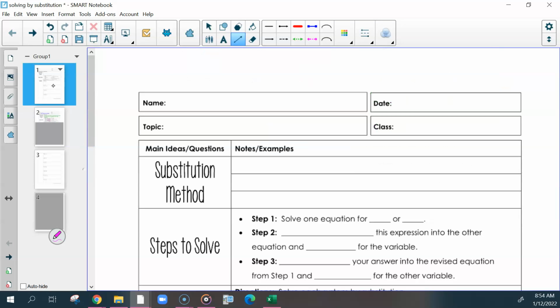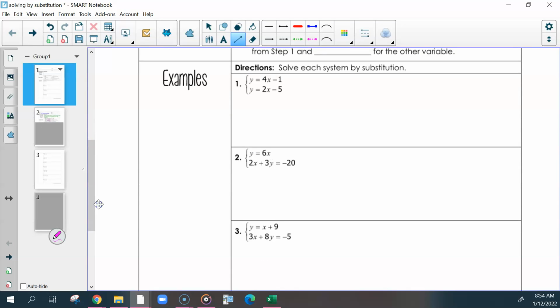Alright, so let's go through some of these problems. Starting with number 1. First, look and see, do we have an equation that solves for x or for y? Yes. We actually have 2 of them.